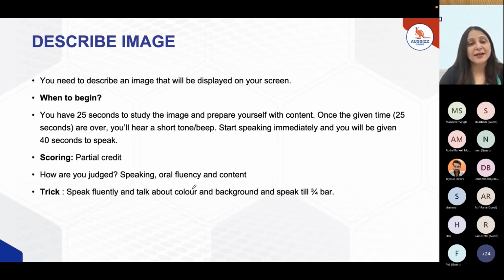You will be given partial credit and you are judged only for the speaking section. It is a standalone task. No integrated mixing is there. Oral fluency and content are what is checked. But how to get 90, how to get full marks for this describe image? Very simple.